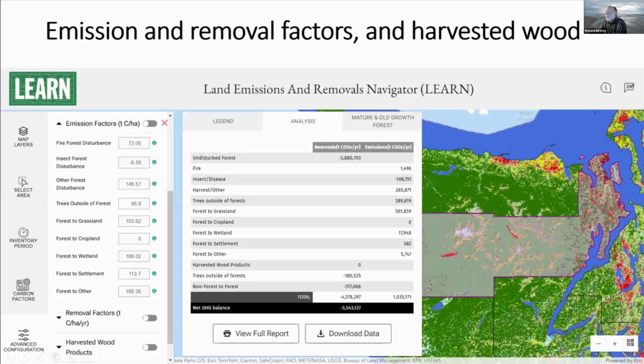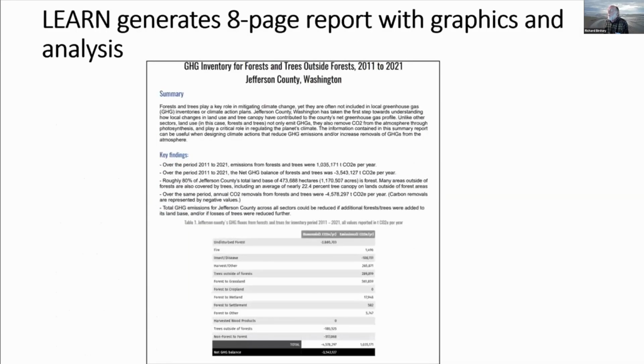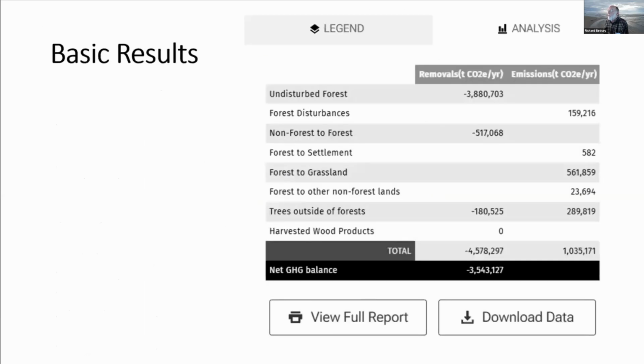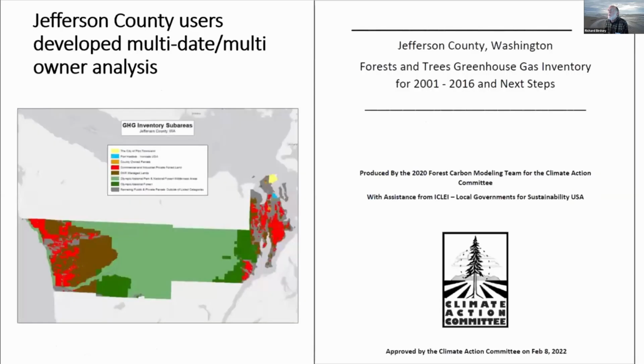But what happens is you look at the non-forest to forest here, it roughly compensates for the forest to non-forest. And so those are grasslands or areas that had previously been disturbed or harvested, and then they're coming back to forest. So you need to do a little detective work to figure out what's really happening based on these different data sets. And then you get the 8-page report I talked about, which summarizes all the data, including a bunch of graphics, which I'm not going to show. This is just a repeat of the previous screen.